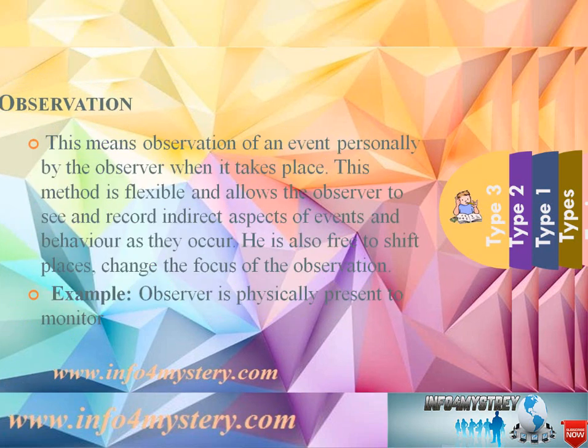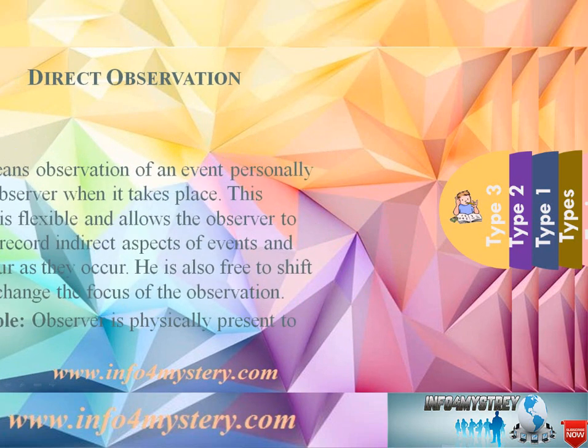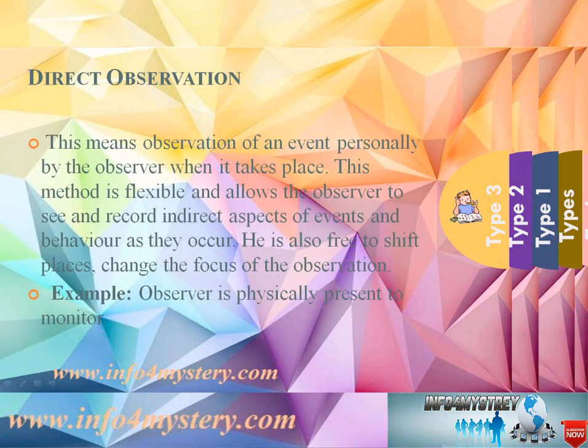Direct observation. This means observation of an event personally by the observer when it takes place. This method is flexible and allows the observer to see and record aspects of events and behavior as they occur. He is also free to shift places and change the focus of the observation. Example: the observer is physically present to monitor.